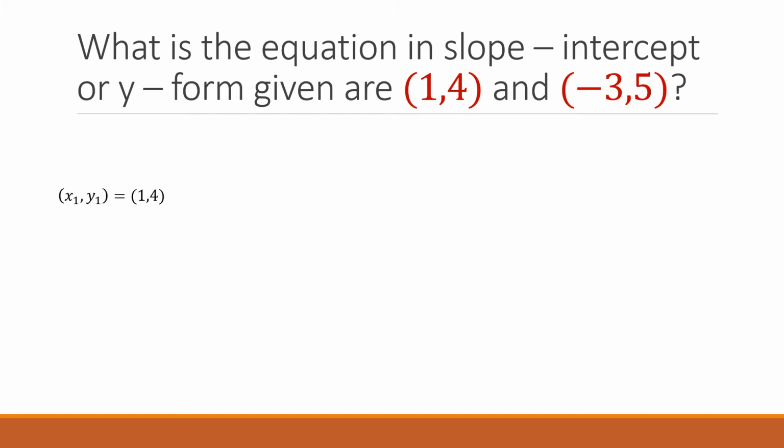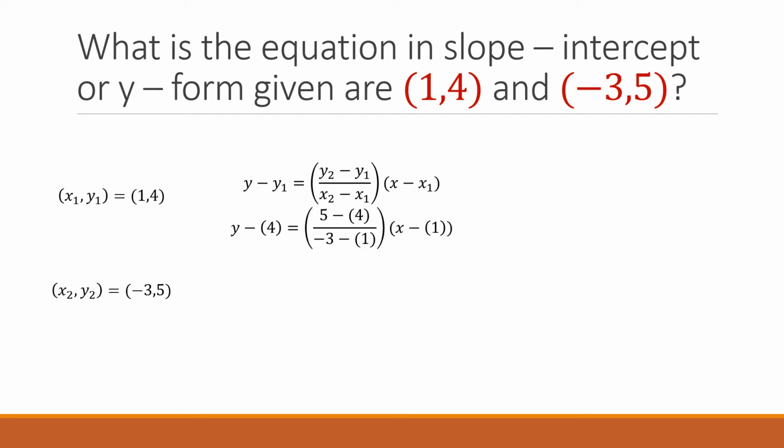We have our first point, x sub 1, y sub 1, which will be (1, 4). The second point, x sub 2, y sub 2, is (-3, 5). So you're assigning now your points. Using now the setup y minus y sub 1 is equal to y sub 2 minus y sub 1 all over x sub 2 minus x sub 1 multiplied by x minus x sub 1. Substituting the values, you have y minus 4 is equal to 5 minus 4 all over negative 3 minus 1 times x minus 1.